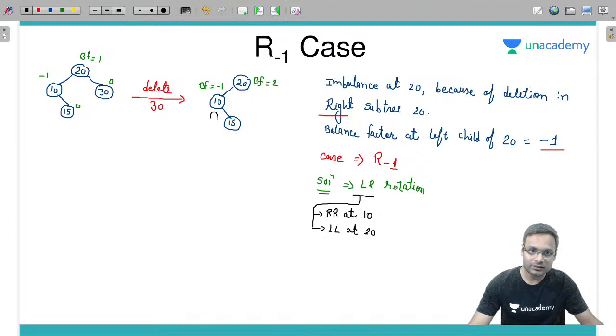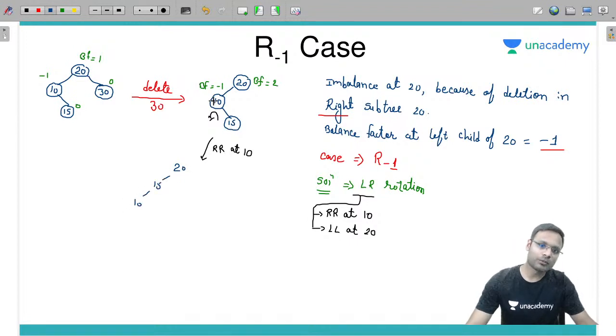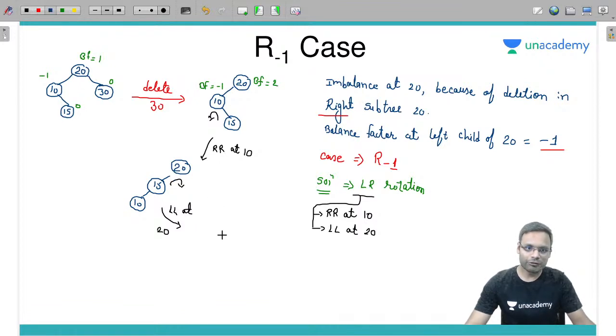RR means single left rotation, this one. So first of all, let's apply RR at 10. RR at 10, then 20, left side 15 and left side 10. ये 15 ऊपर चला जाएगा, 10 इधर आ गया. Next one is LL at 20. Let's do LL at 20. LL at 20 means single right rotation like this way. 15 will be root, left side 10, right side 20.